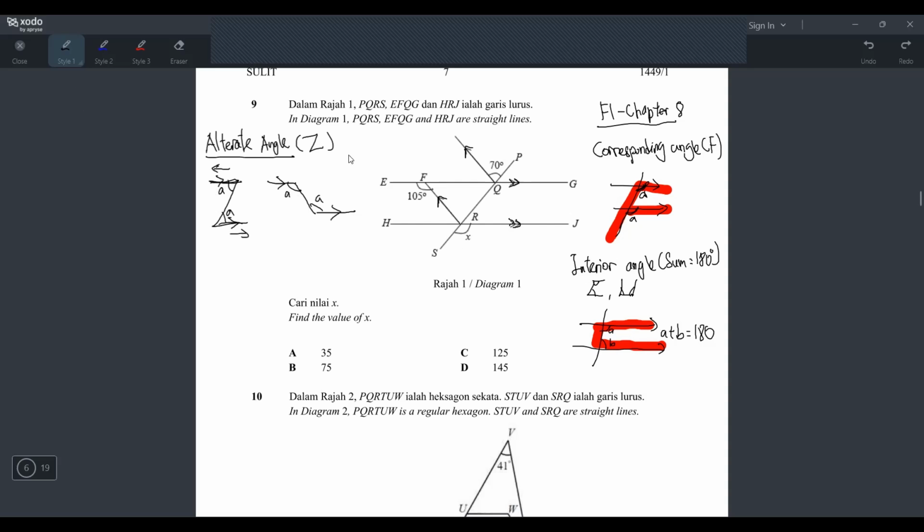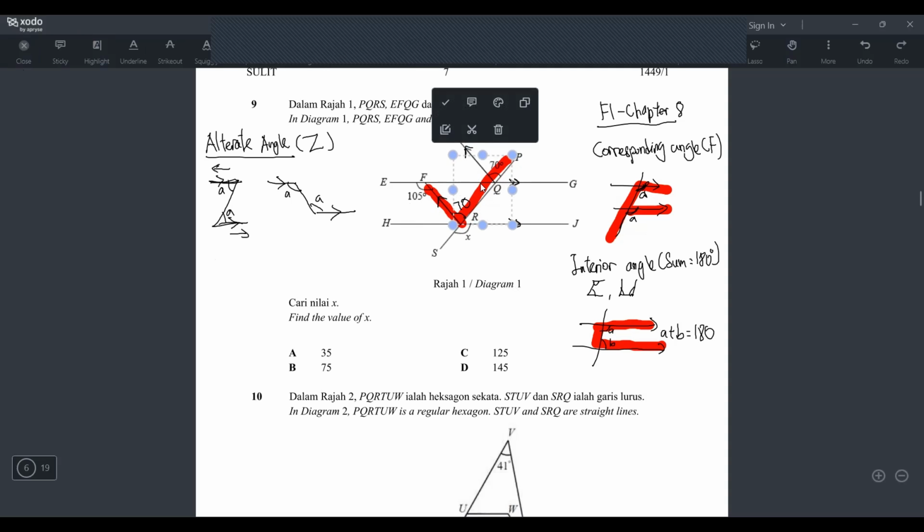So after you know all this, now you can answer this question. First of all, they want to find X, right? Before you find X, you have to find out everything you can first, because you cannot just find X directly. You may have to find some other angles. So first things first, I can already see this one is 70. Can you see this one should be 70 also? Why is it? Did you see the letter F? If you don't see it, I will show you. This F, can you see?